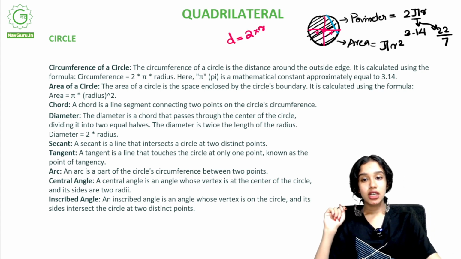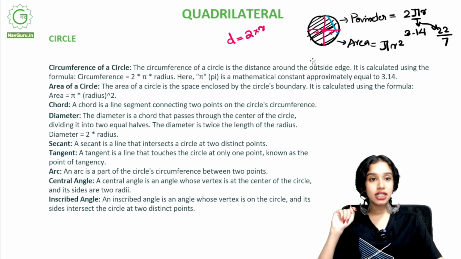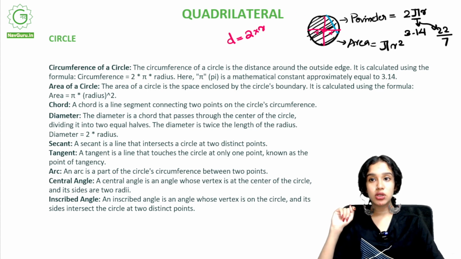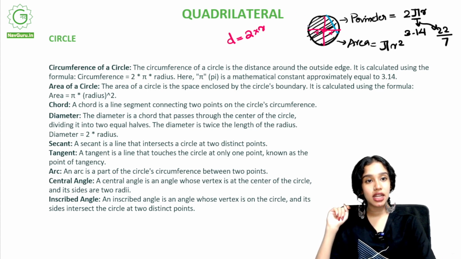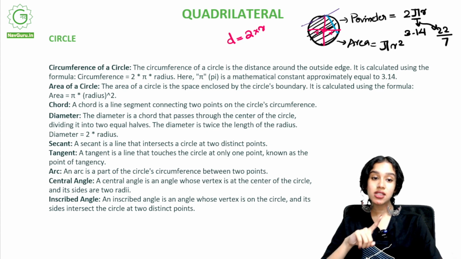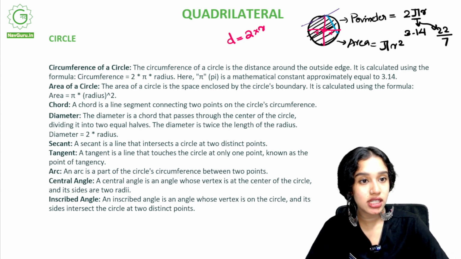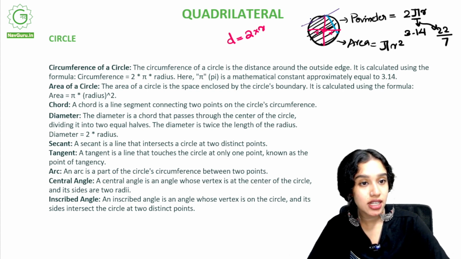Now, secant. A secant is a line that intersects a circle at 2 distinct points, right? If a line is intersecting the circle at 2 distinct points, this is called a secant. Now, tangent. A tangent is a line that touches the circle at one point, called the point of tangency. So, what does a tangent do? Let's say there is a line, this is called the secant, right? Now, a tangent is a line that touches the circle at exactly one point.